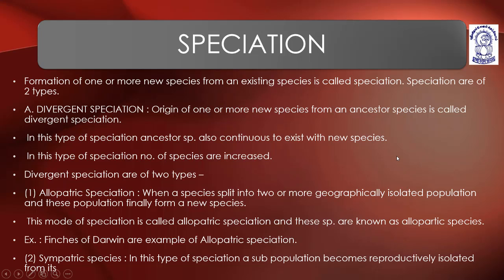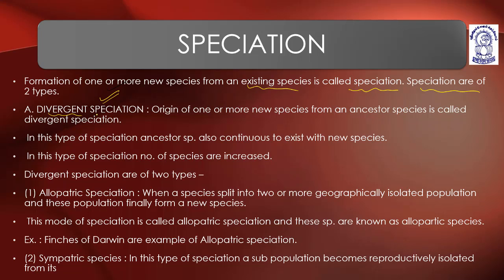Now speciation, formation of one or more new species from an existing species, called speciation. Speciation is a term in which new species are formed from the previous ones, from the existing ones. Speciation is of two types: divergent speciation and transformation speciation.